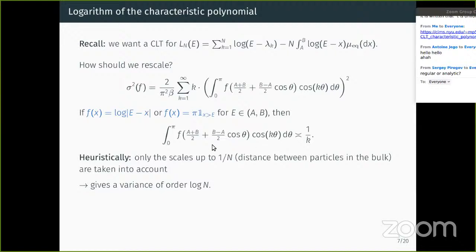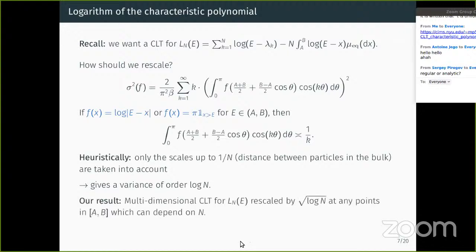If you do that, then in these Fourier coefficients, only the coefficients up to k of order n will be of this size. And so this series here will be truncated at level n. And this gives a variance of order log n. So that's the heuristic. The central limit theorem is not true directly with this formula, because it would give plus infinity. It is true with this formula applied to some regularized version of f.